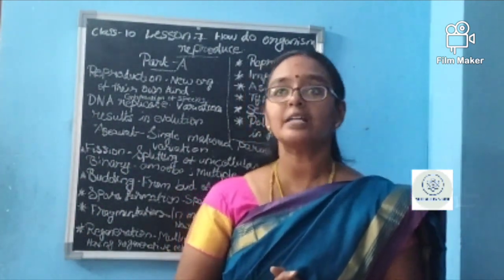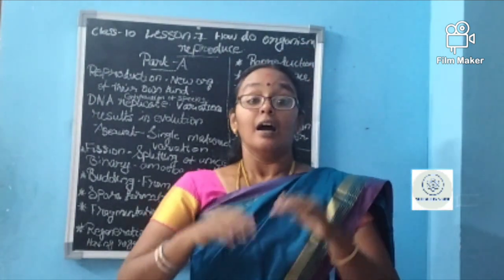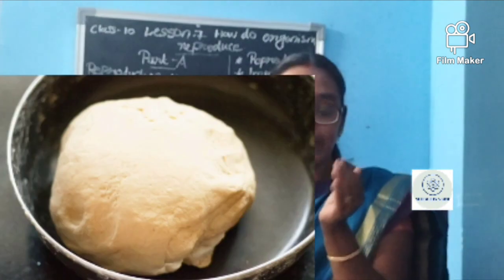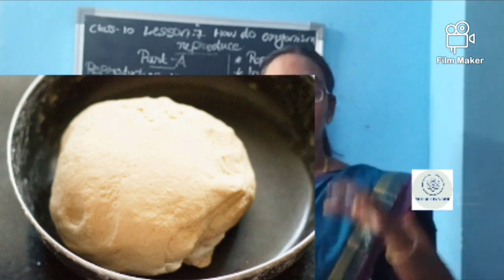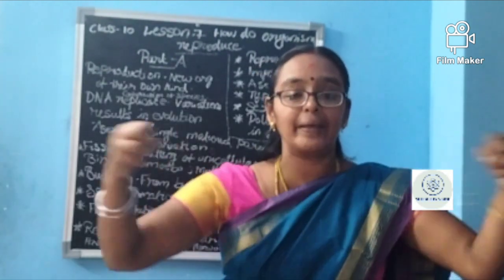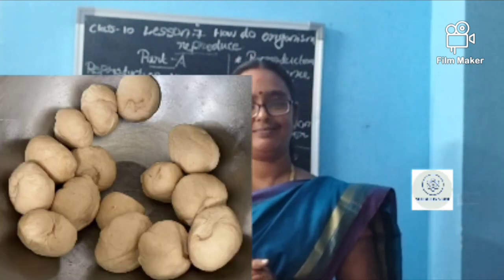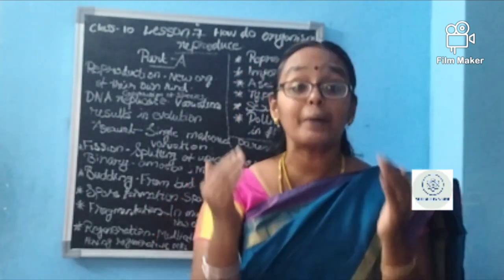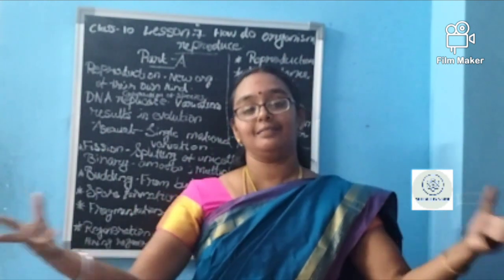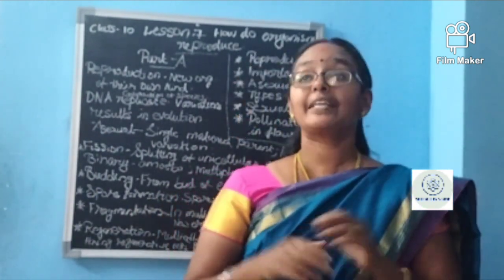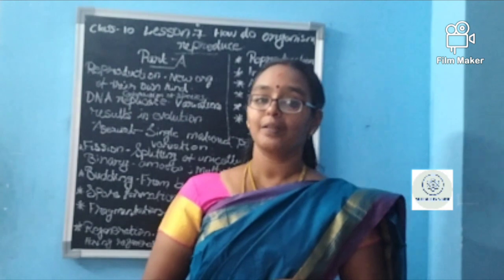Okay. Consider a batter. Your mother may have made the batter and you are taking 2 hands and making it into 2 or 3 or 4 or 5 or 6. It is what, ma? Fission. That's it. Simple. Splitting. Splitting of one into many is called what, ma? Fission. It can be of 2 types, binary and multiple.